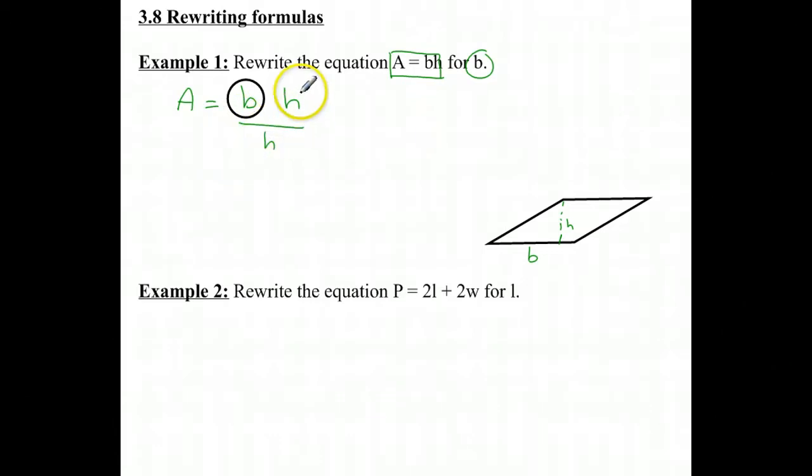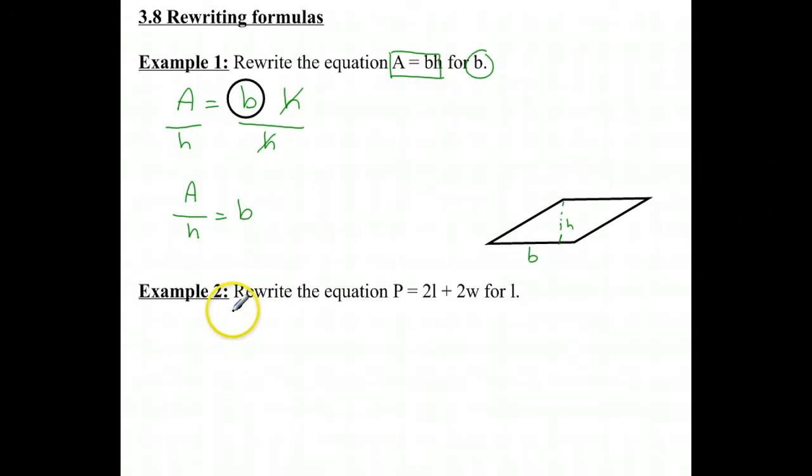So if I divide this side by H, H over H would give me 1, or it would simply drop out. But I have to do the same thing on the left side that I do to the right. When I look at my rewritten equation, I have area divided by my height will give me the length of my base.